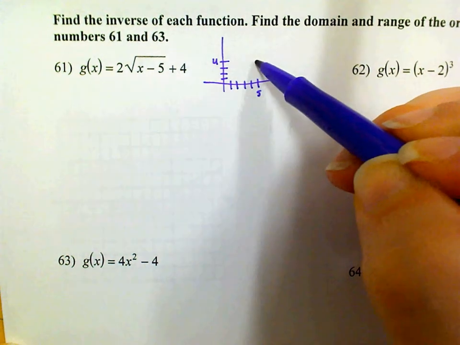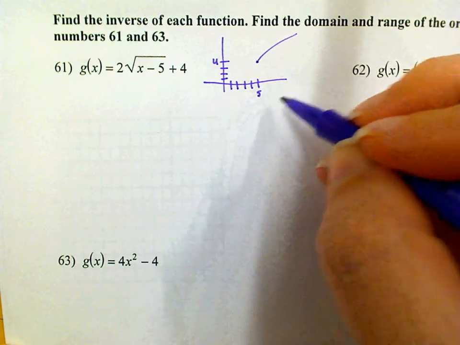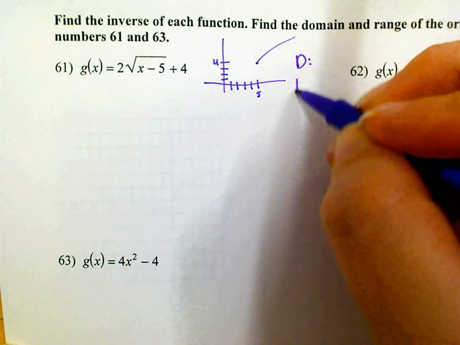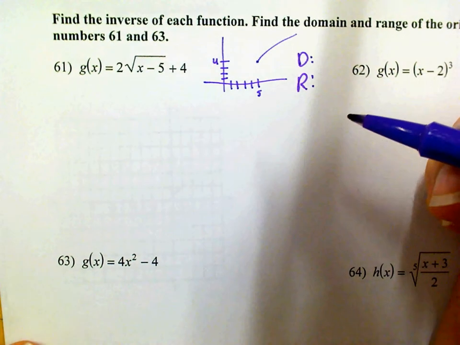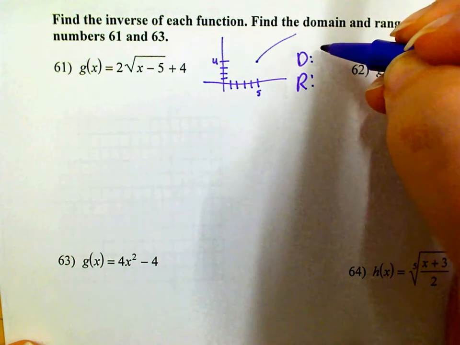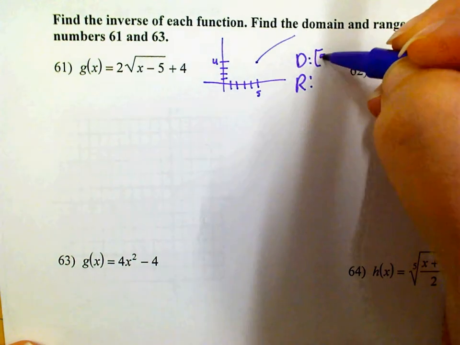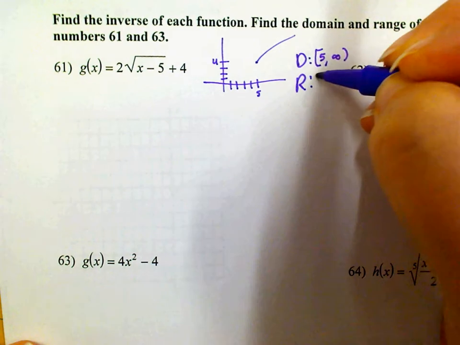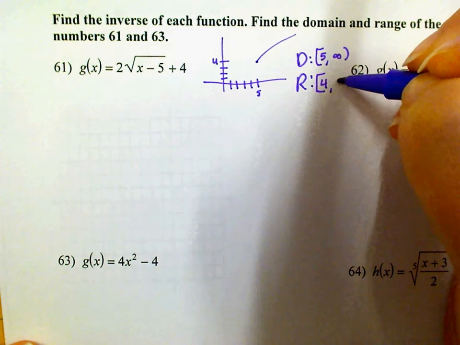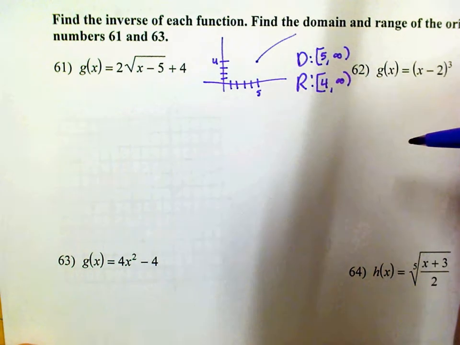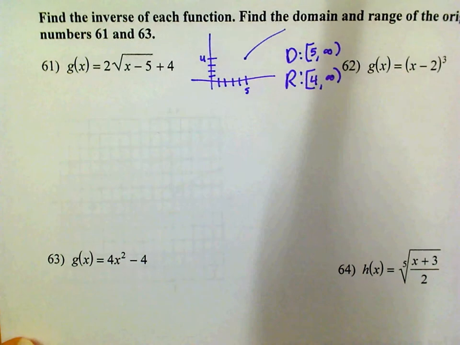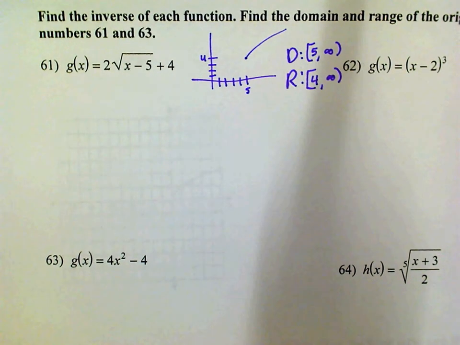Let's go ahead and find domain and range. What's the domain? Okay, and the range? So domain is 5 to infinity and range is 4 to infinity. Now I need to find the inverse and find its domain and range.